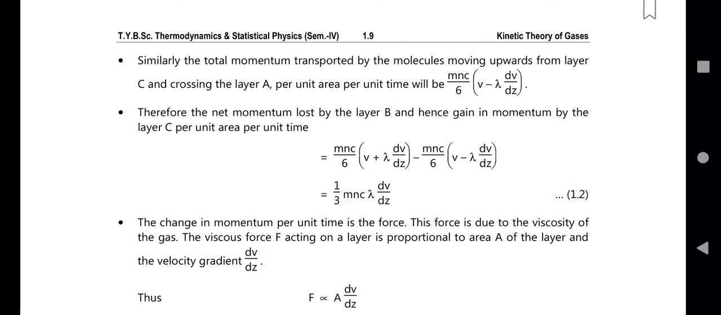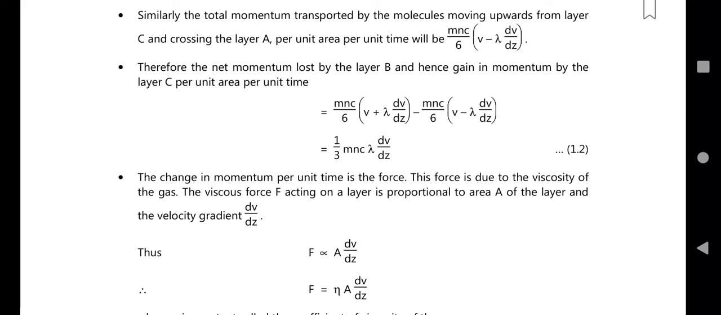Similarly, total momentum transported by the molecules, in the same way as we did A to B, B to A, now C to A. Similarly total momentum transported by the molecules moving upwards from layer C and crossing the layer A per unit area per unit time will be mnc upon 6, only the velocity changes to v minus lambda dv upon dz.